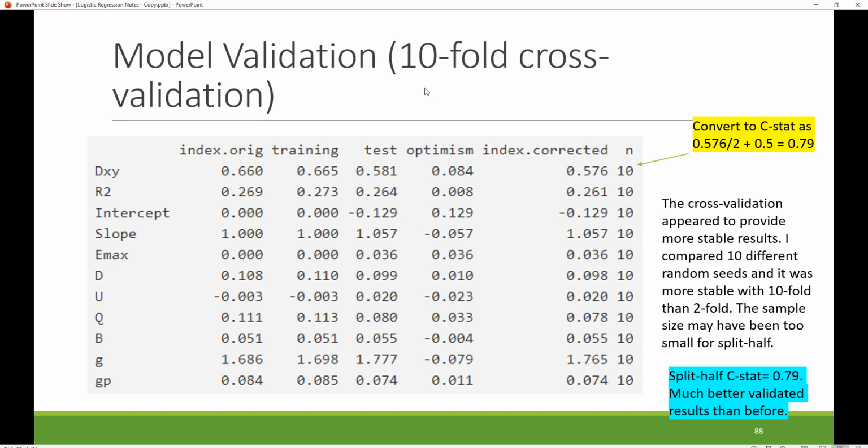And so in this model validation, I used a 10-fold cross-validation, and the cross-validation appeared to provide more stable results. I compared 10 different random seeds, and it was more stable with 10-fold than 2-fold validation. The sample size may have been too small for the split half method. So if you have a smaller sample, something like a 10-fold cross-validation would probably be a better option for you than, say, the split half method that just has one training set and one test set.